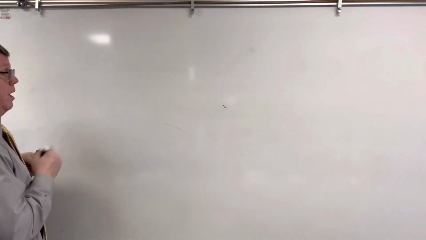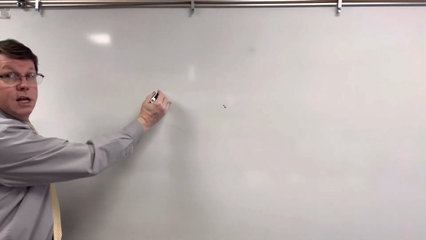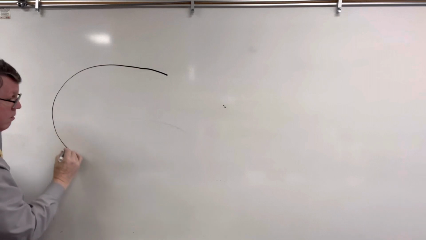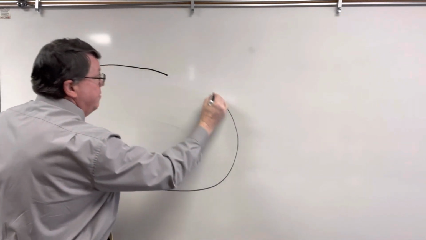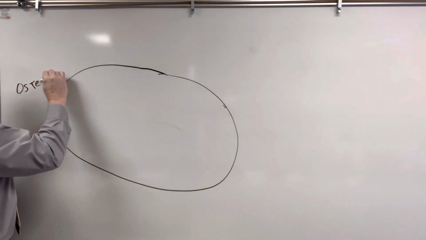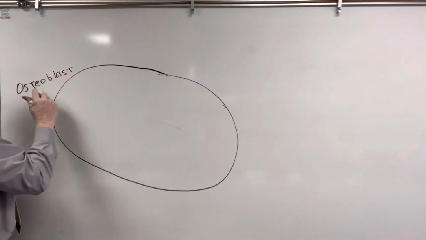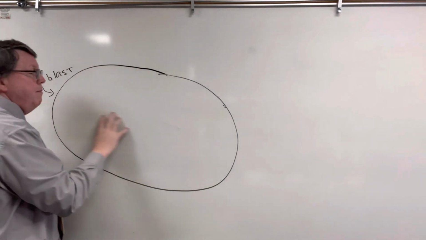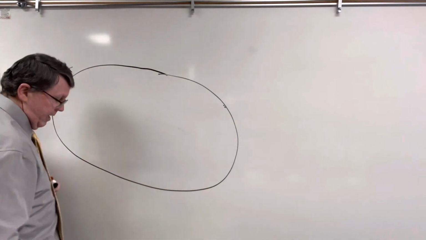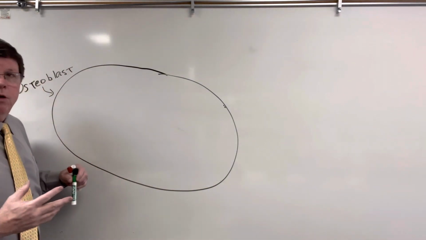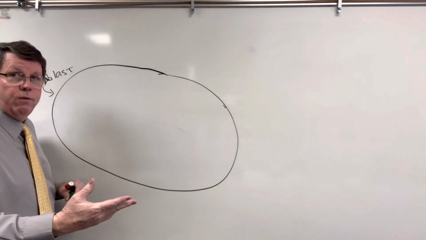So the first thing I'm going to do is draw an osteoblast. Let's draw it like this, really big. Okay, this is my osteoblast right there. So now what's going to happen? Let's say my calcium levels have gone down. Well, my parathyroid gland is going to release parathyroid hormone.